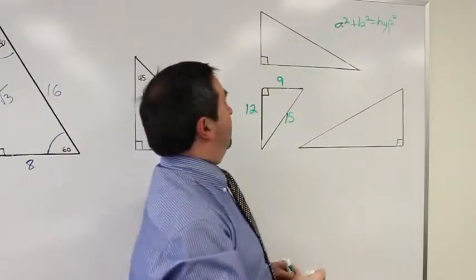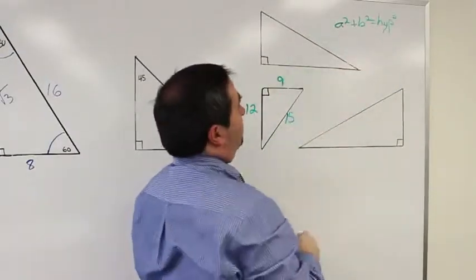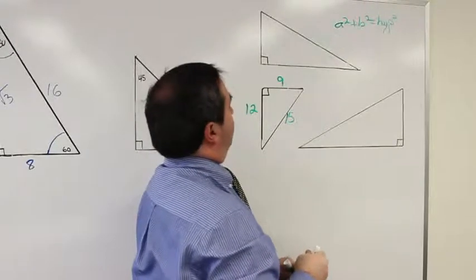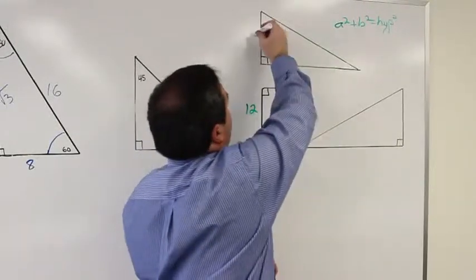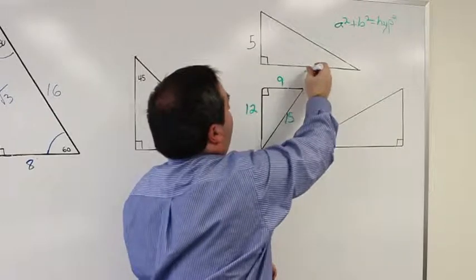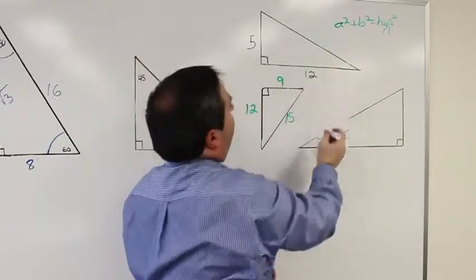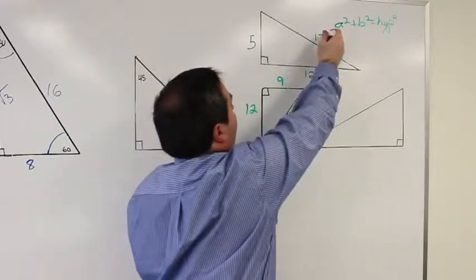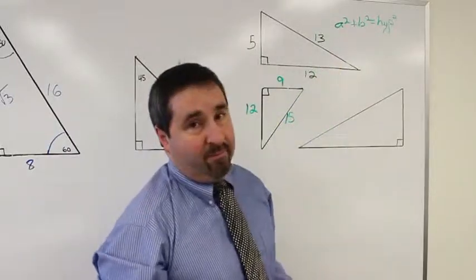Here's another right triangle. It falls beautifully into a squared plus b squared equals hypotenuse squared. Let's say the shortest side is 5 and the middle side is 12. The math ends up giving you a hypotenuse of 13.